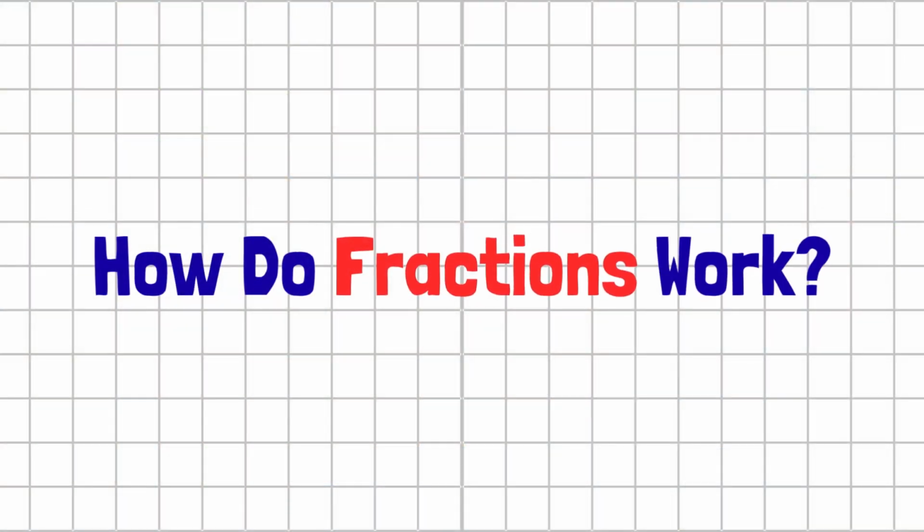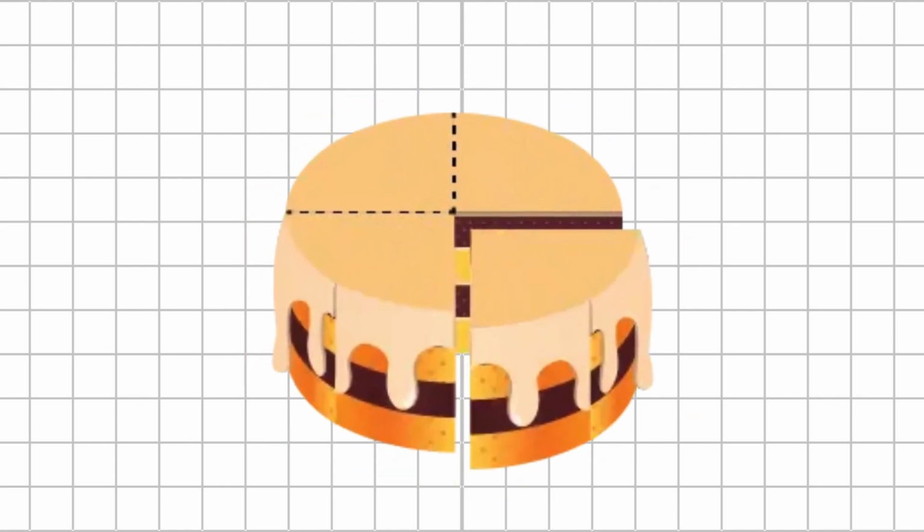How do fractions work? Let's understand this with a cake example. Imagine a cake is cut into 4 equal slices. That means the whole cake is divided into 4 equal parts. If you eat one slice, it means you ate 1 out of 4 parts. We write it like this: 1/4. This is called a fraction.